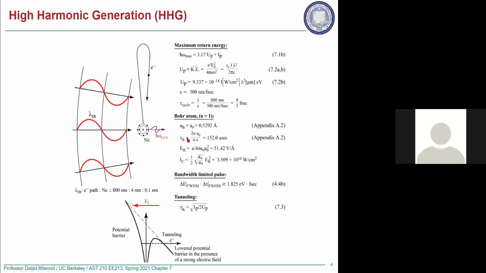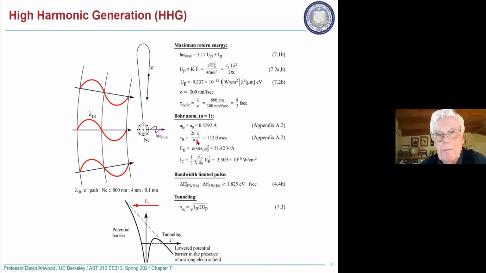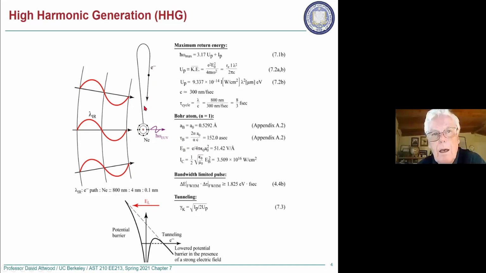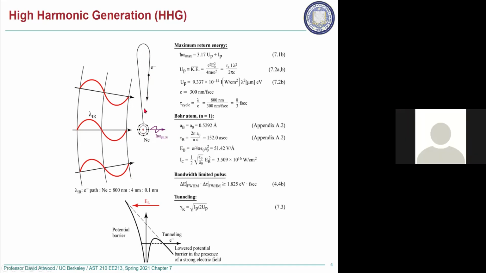Professor? Yeah. I had a related question to that tau B, actually. You said earlier that during the process, once the electron gets kicked out by the radiation, it gets accelerated by the laser, and it comes back. So I was wondering how come the time that it takes for the electron to come back doesn't depend on the laser intensity or the laser wavelength in that equation?